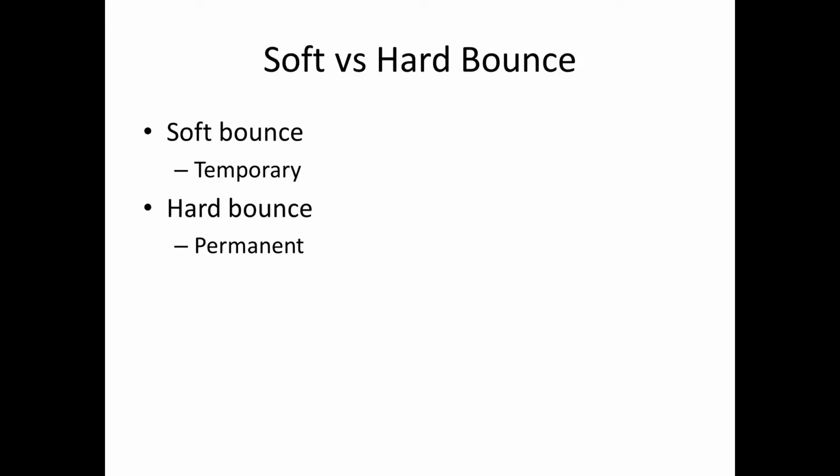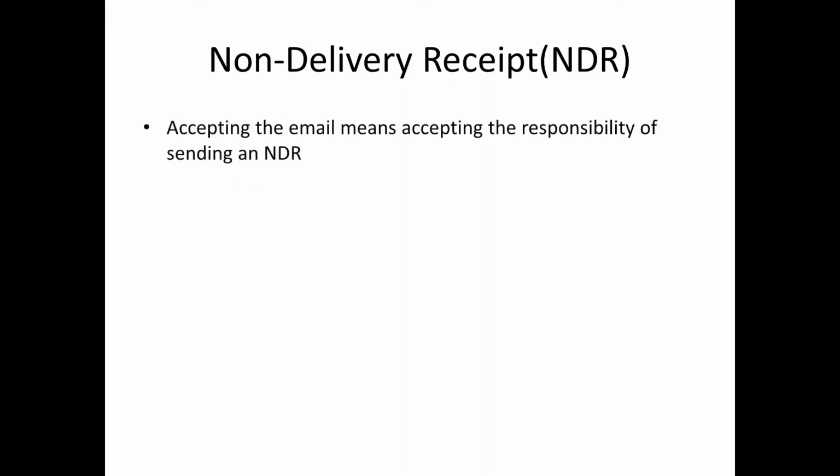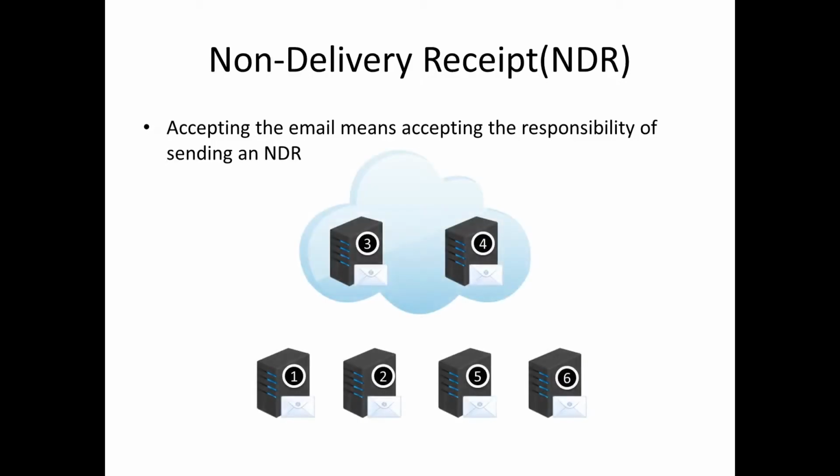As a rule of thumb for the brotherhood of SMTP servers, accepting the message means that you are accepting the responsibility for sending an NDR in case of non-delivery. Okay, now let's try it. I have labeled the SMTP servers from 1 to 6. Let's say for example that SMTP server 1 were tasked to send an email to SMTP server 6.